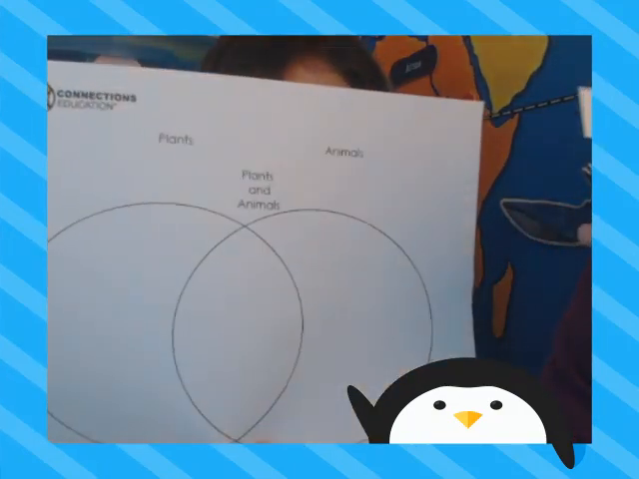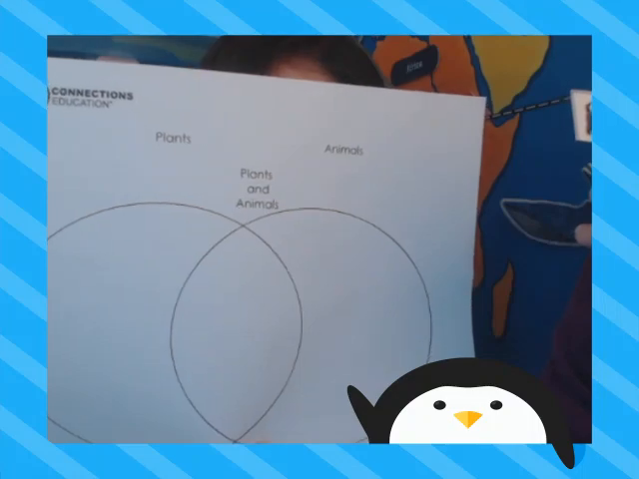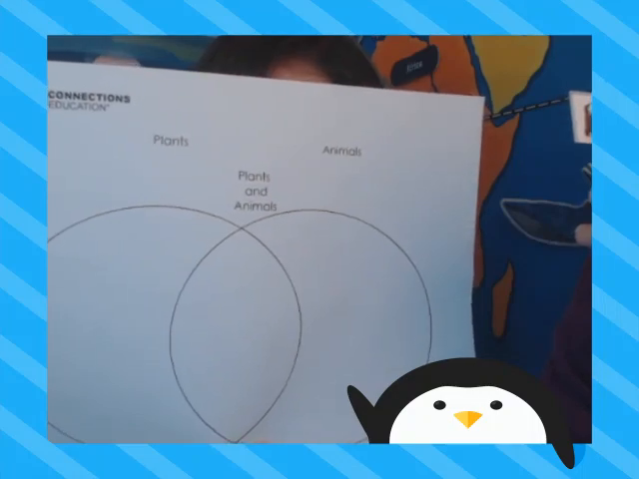So let's go ahead and grab some scissors, and let's go ahead and sort a few of those items. The first thing I'm going to cut out is a photo of a cat, or since it's a baby cat, I could say kitten. Where should my photo of a kitten go? Should it go on the plant side, the animal side, or the plants and animals middle? I know a cat or a kitten is an animal, right? It's definitely not a plant. So I'm going to put it on my animal side.